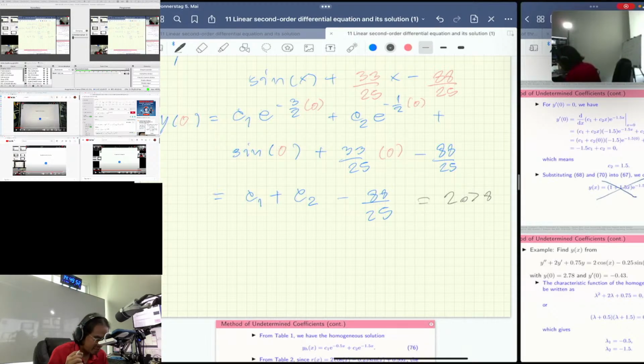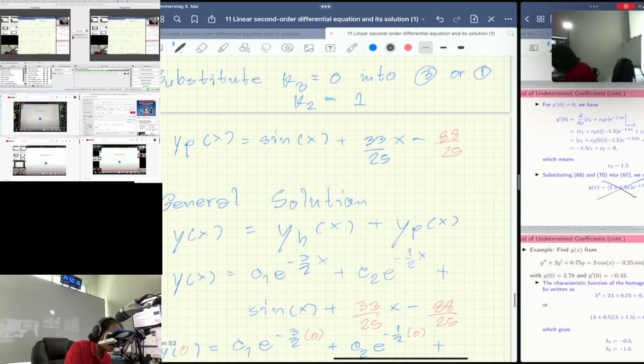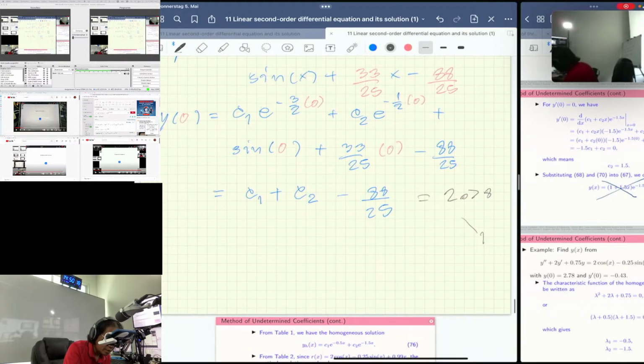What is that? 2.78. We will see it later. We keep that as the first. No, not first. It's fourth equation. Equation number 4.